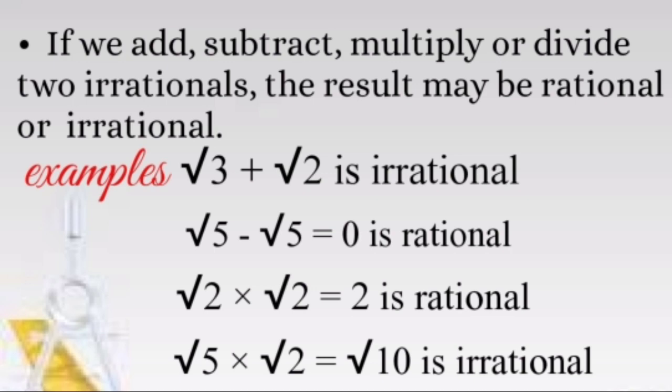Another example, find the product root 2 into root 2. Both are irrational numbers. What's the product of root 2 into root 2? Root 2 into root 2 means root 2 whole square. It is 2. 2 is a rational number. Another example, consider two irrational numbers root 5 and root 2. If you are multiplying root 5 into root 2, we will get root 10. Root 5 into root 2 equal to root 10. Root 10 is irrational.